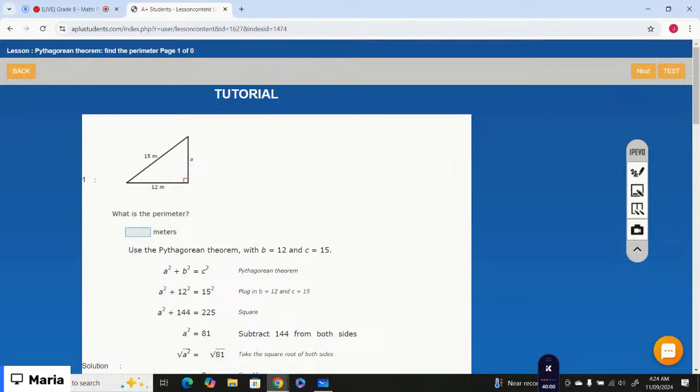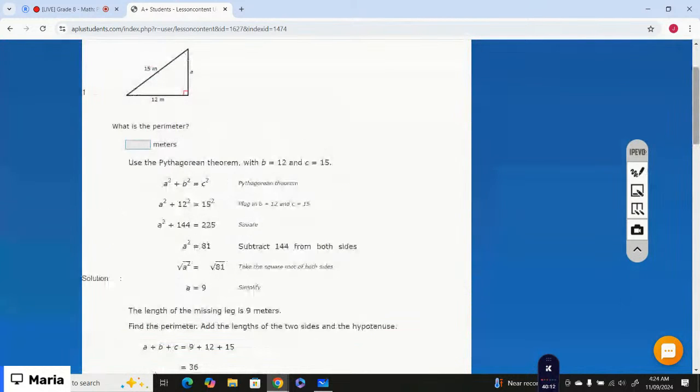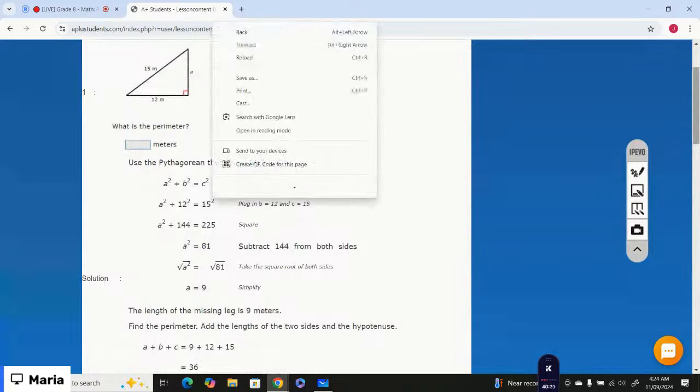What is the perimeter, right? You are given the values of b and c. Just find the value of a exactly the same way you calculate the length of the missing side length, right? You just put the values in the Pythagorean theorem, that is a square plus b square equals c square. You need to find a, so that would be a square plus 12 square equals 15 square, right? Subtract the 12 square to the other side, so that would be 225 minus 144 is 81. Calculate the square root, that is 9.